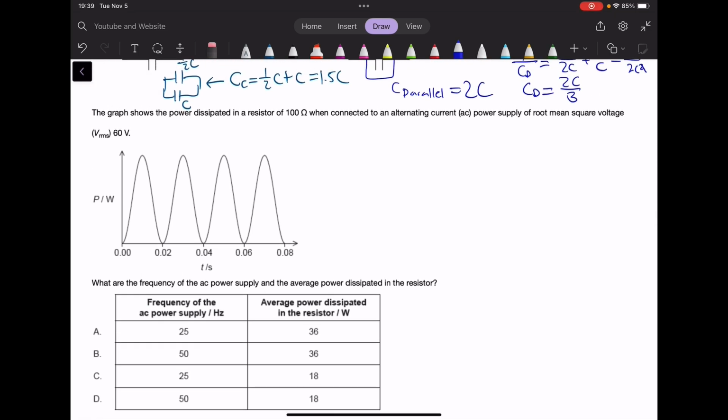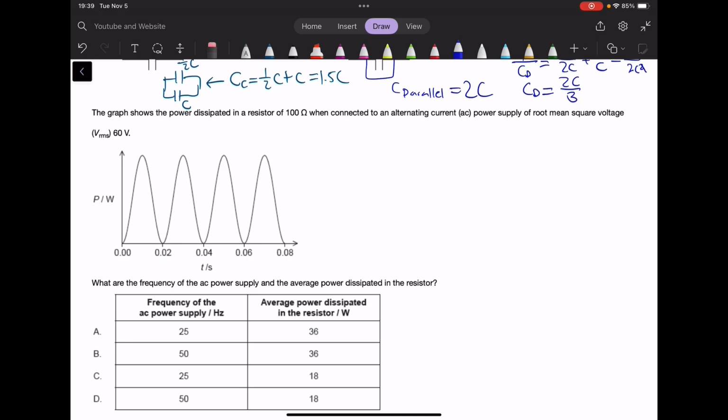The graph shows the power dissipated in a resistor of 100 ohm when connected to an AC power supply of root mean square voltage of 60 volt. What are the frequency of the AC power supply and the average power dissipated in the resistor? So we need to find the frequency first. We have a graph of power versus time. How do we find frequency?